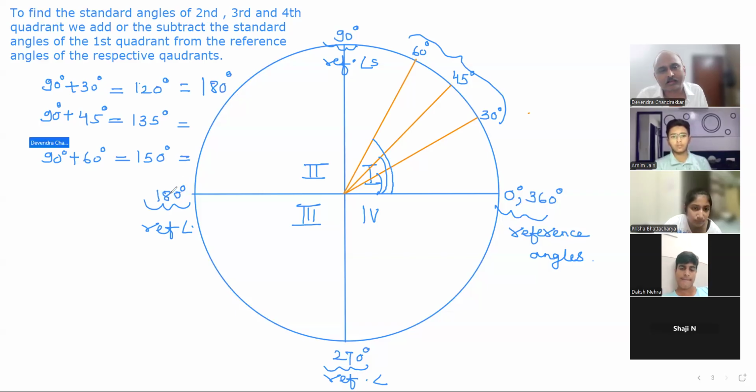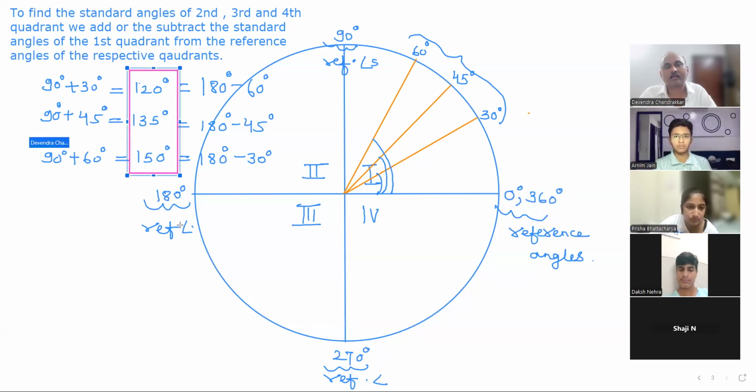Or you can also get these angles by subtracting the standard angles from the second reference angle. Which angle is the second reference angle? 180 degrees. So from 180 we subtract 60 to get 120, we subtract 45 to get 135, and we subtract 30 to get 150. This is how we get the standard angles of the second quadrant. Did you understand? Can you do it for the third and fourth? Note this slide first, and then please find the standard angles for the third and fourth quadrants and write your answers in the comment window.